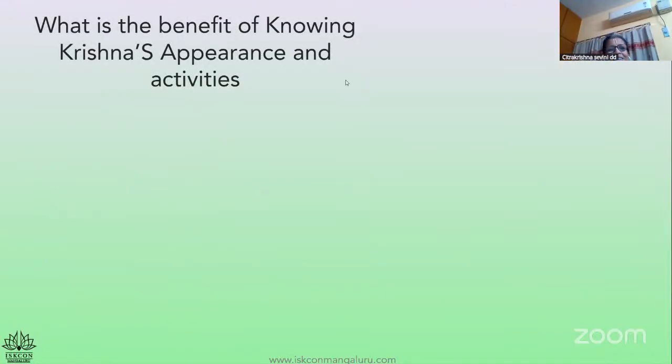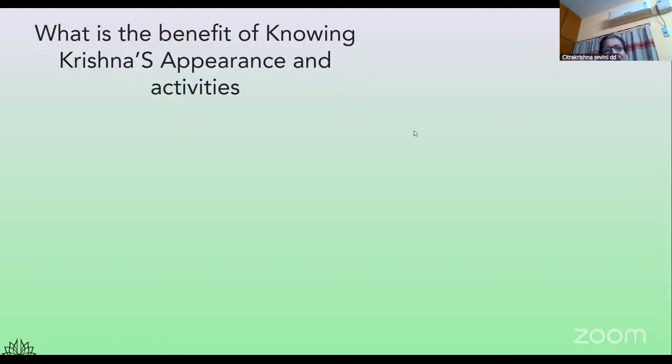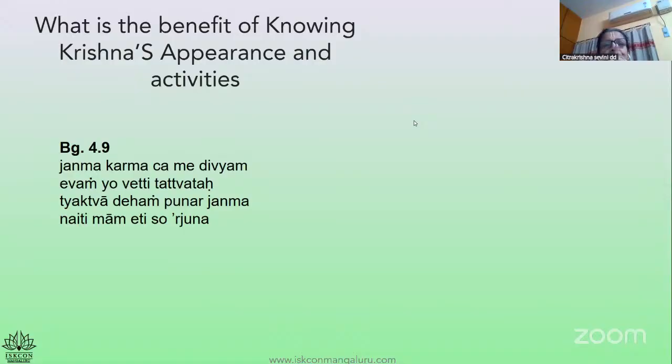Hare Krishna. Hari Bol. I don't know how many verses we have finished. Okay, what is the benefit of knowing Krishna's activities and appearance? Because remember this, this is a very, very important verse. Get it by heart. Okay, all of you recite after me, loudly. Janma karma cha me divyam. Janma karma cha me divyam. Evam yo vetti tattvataha. Tattva means absolute truth. Vetti means to know the absolute truth. Tyaktva deham punarjanma naiti mameti so 'rjuna.